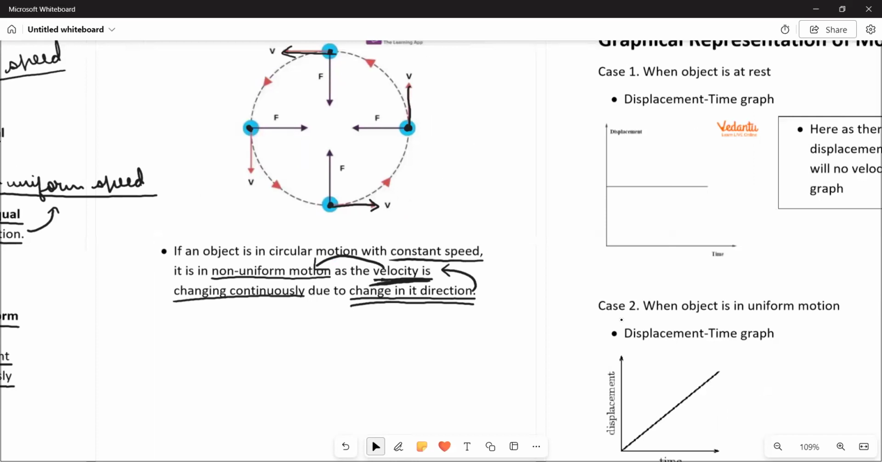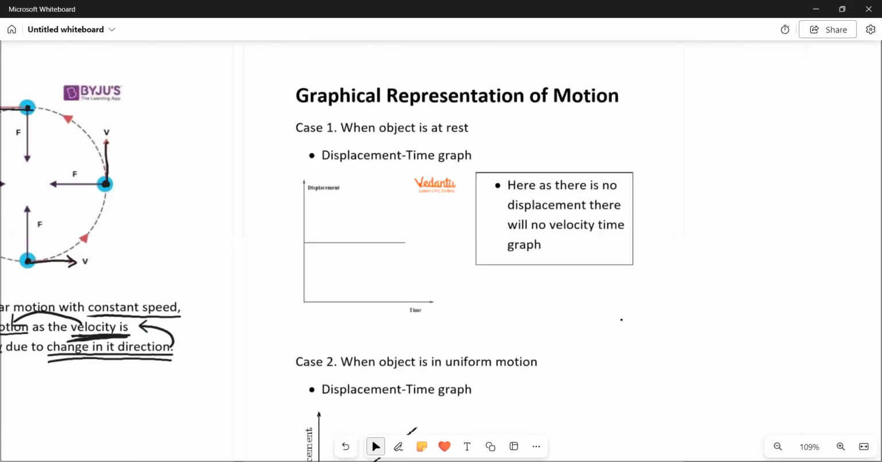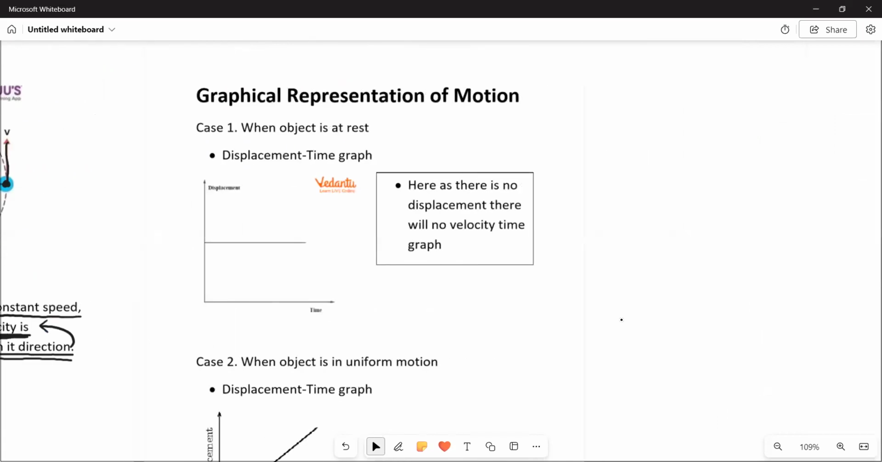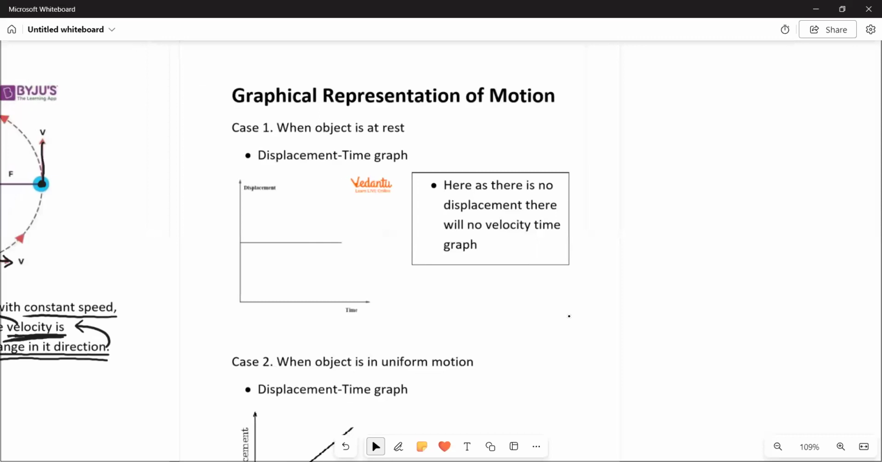Okay, so we have discussed the uniform and non-uniform motion. Now we'll move on to our next part, that is the graphical representation of motion. We can show the motion of any object using a graph. The first case, case 1, when the object is at rest.